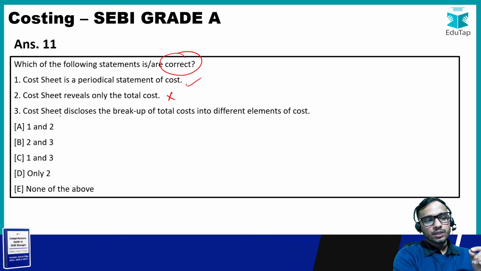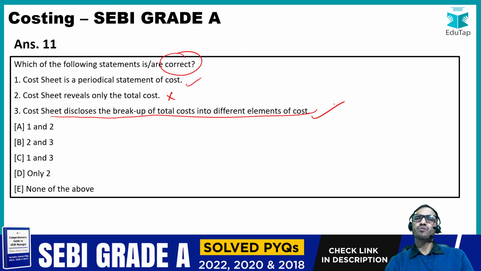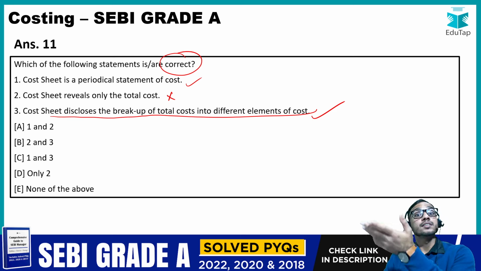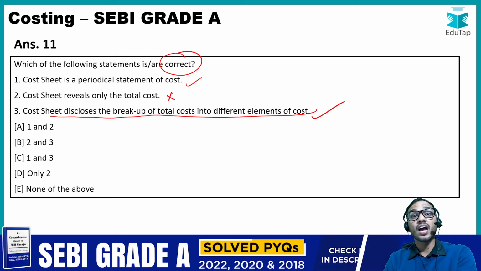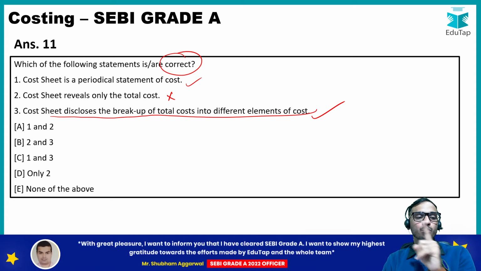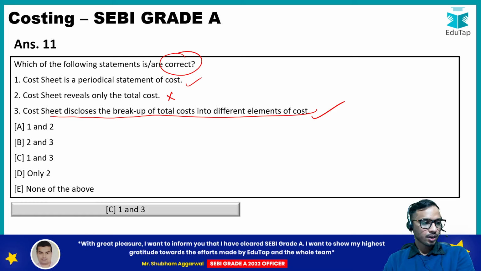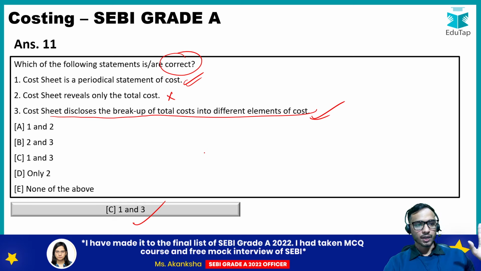Okay, the third option says cost sheet discloses the breakup of total cost into different elements of cost. Obviously prime cost, works cost, then cost of production, then we have the cost of goods sold, then we have the cost of sales, isn't it? So it gives you element-wise cost as well. So the correct option is 1 and 3. Absolutely correct. सारे बच्चों ने सही जवाब दिया है.